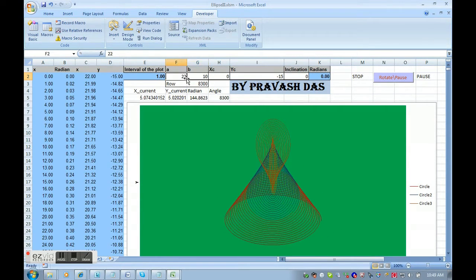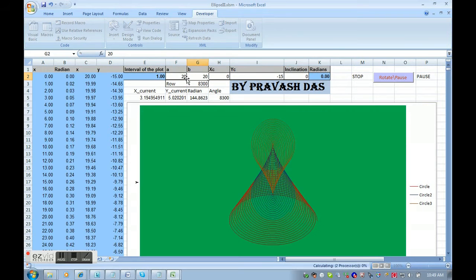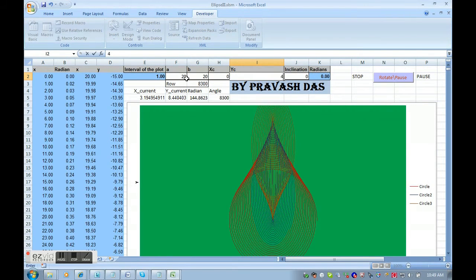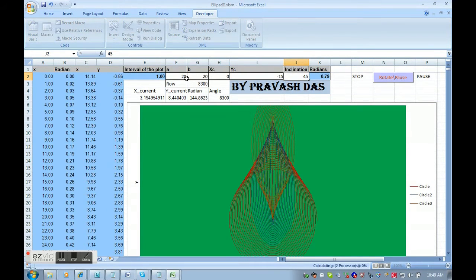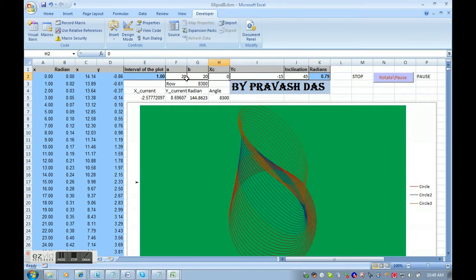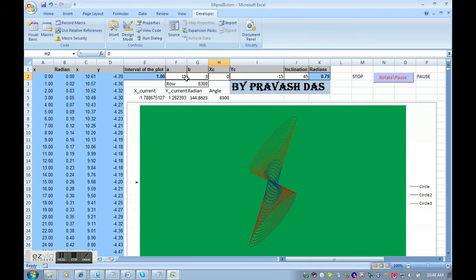We make both A and B 20, 20, inclination 45. Inclination is here, it's 45. So these are the different shapes we can achieve with that. So 15, 3, make the inclination 0.